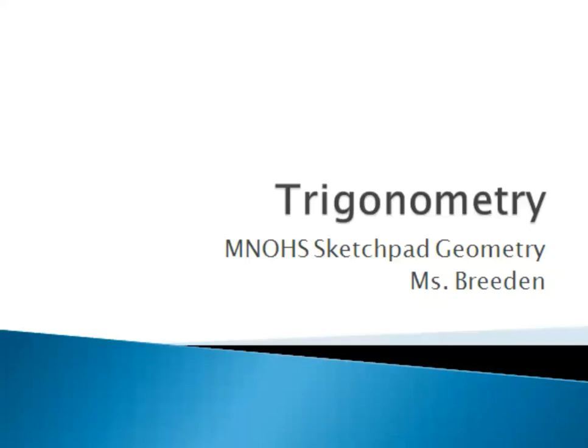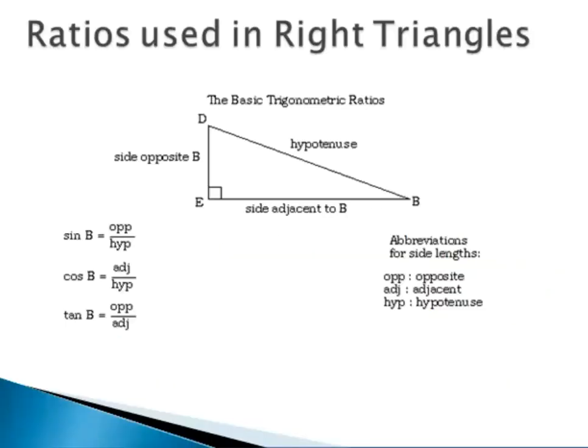Thanks for joining me today as we learn about trigonometry, or trig. Trig are ratios that are used in right triangles. Make sure you look at your packet to see how these ratios are set up. We label the sides as opposite from the angle, adjacent to the angle, and the hypotenuse.